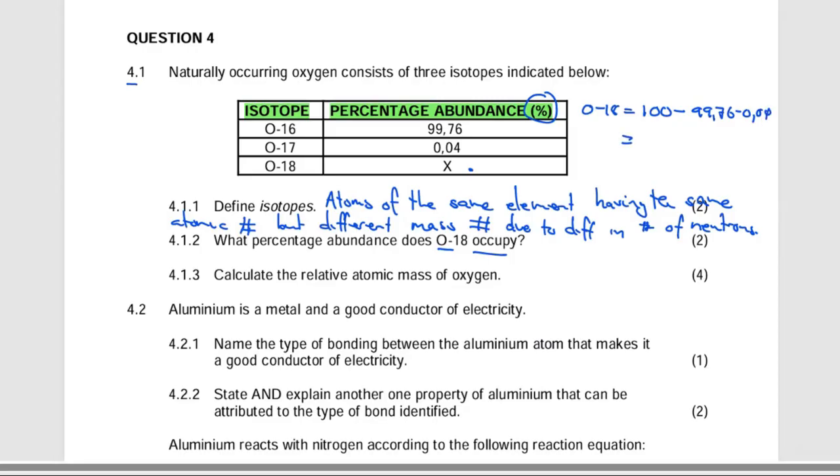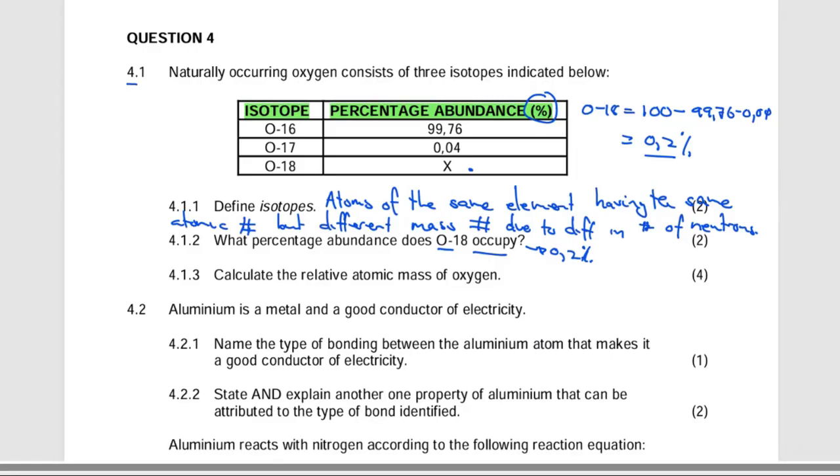If we do our math, we're going to get a value of what? According to my calculator, I'm getting 0.2. So our answer is going to be 0.2. It's a percentage, so remember I'm supposed to say 0.2 as a percentage. Then I'm going to move on to the next question, which is 4.1.3.